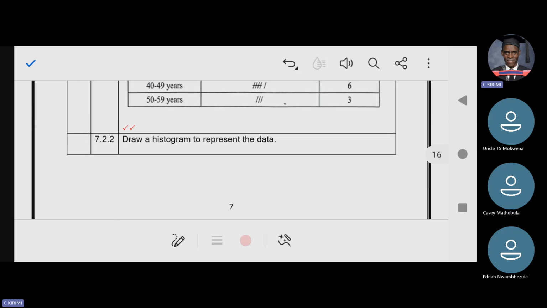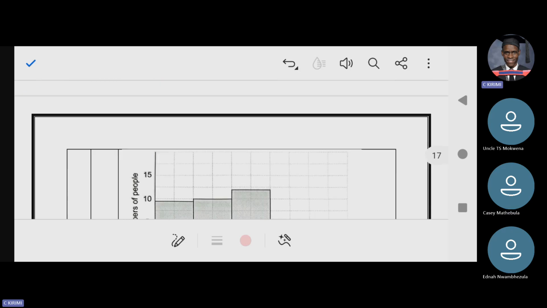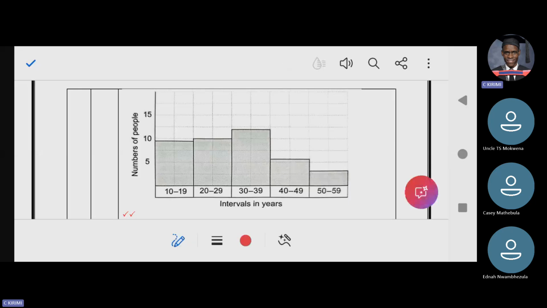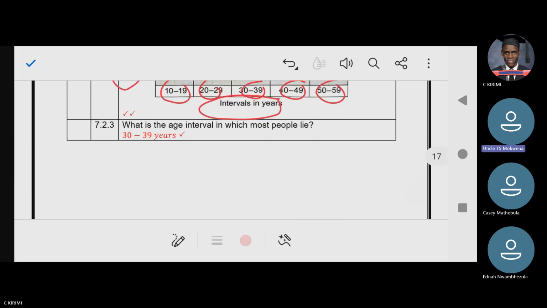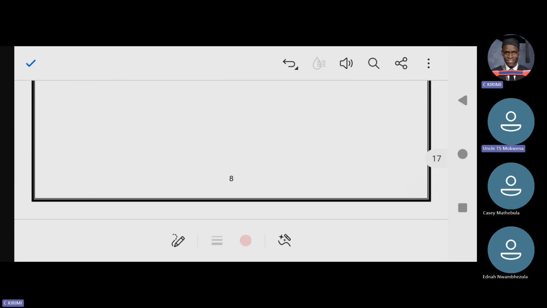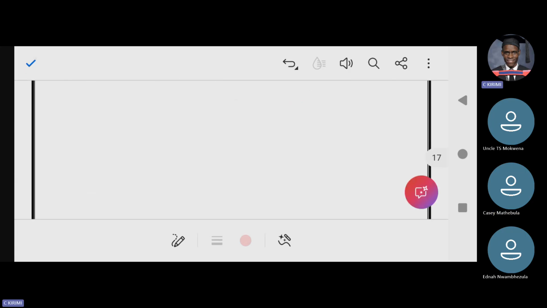Nothing was difficult. Histogram, I said you don't leave space in between. The variables you must put, then you put your intervals, like the one which we did in the classwork. And you don't leave space in what? In between. Is it clear? Yes. So this marks the end of our revision.